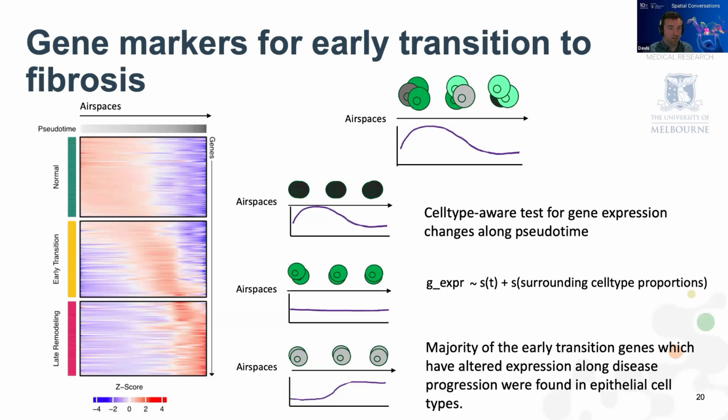What was interesting as an overall high-level outcome of this analysis was that the majority of these early transition genes, which have altered expression along the disease progression, were found in epithelial cell types. And this leads us to a current thinking about the challenge of treating IPF: if you're already in the late remodeled state, so the very fibrotic state, it's very hard to imagine what you could ever do to turn those very fibrotic regions back into healthy alveoli.